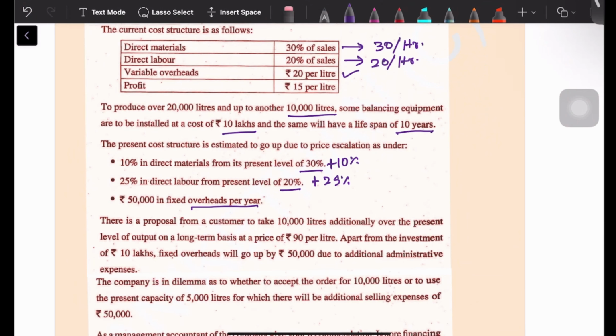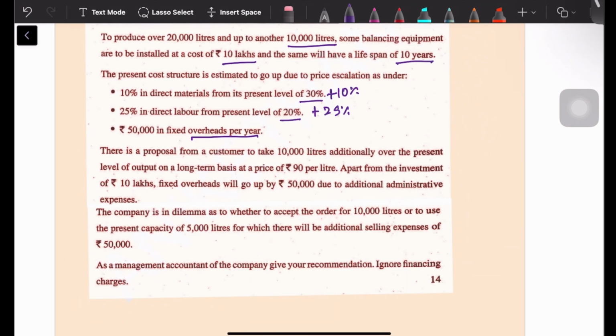There is a proposal from a customer to take 10,000 liter additionally over the present level of output on a long-term basis at a price of 90 per liter. Apart from this investment of 10 lakh, fixed overhead will go up by 50,000 due to additional administrative expense. The company is in a dilemma as to whether to accept the order for 10,000 liter or to use the present capacity of 5,000 liter, for which there will be additional selling expense of 50,000 rupees. As a management accountant of the company, give your recommendation. Ignore financing charges. Very good.